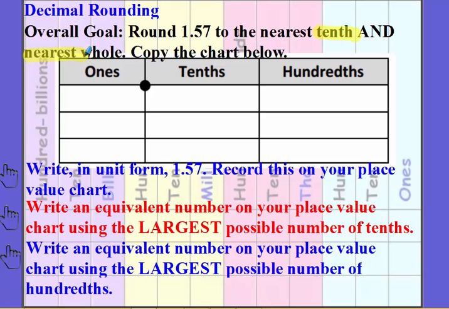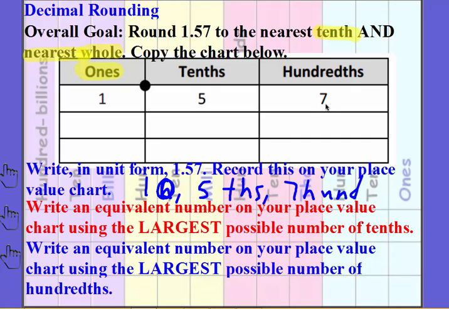Nearest tenth, nearest whole. Remember, this nearest whole refers to my ones. Okay, write in unit form 1 and 57/100ths. So that would be 1 one, 5 tenths, and 7/100ths. I'm sorry, I made a mistake there. That's 1 one, 5 tenths, 7/100ths.